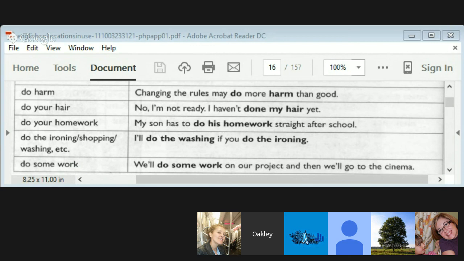Do some adjective work is also very common. Do some whatever work. I have to do some paperwork. I have to do some electrical work. I have to do some plumbing work. Or I have to do some painting. I have to do some cleaning. I have to do some driving. Doesn't matter what it is. This is also a common construction to talk about doing some activity.